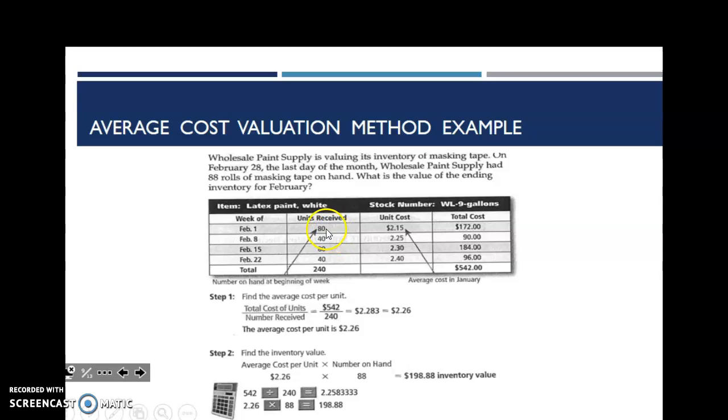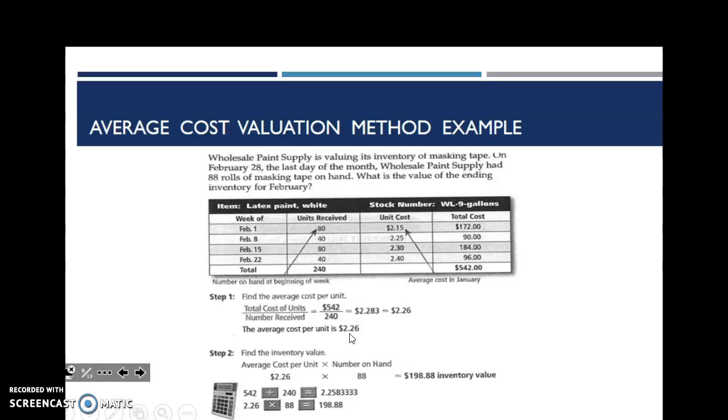And then you see how this has multiplied out for total cost. Each time they received an inventory shipment, you see it was recorded at a different price. Well, what we are doing is taking the total cost and totaling it up, which was $542. And we are going to divide the total cost of the units, which is $542, by the number of units received for the month, which was 240, and the average cost per unit is $2.26.